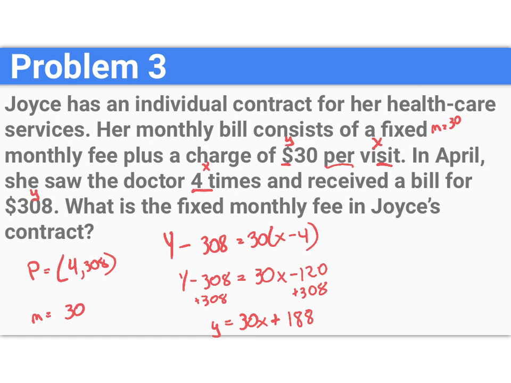And since we have our general equation of a line, we know that this is our slope m and this is our intercept b. So b is equal to 188, the point 0, 188, which means that this is our intercept, which is also her monthly fee. So each month, Joyce pays $188 before she even goes to the doctor.